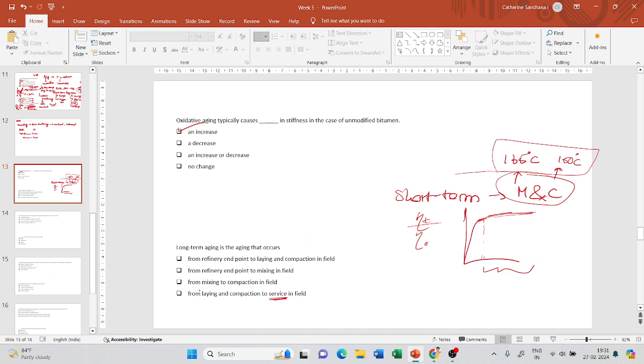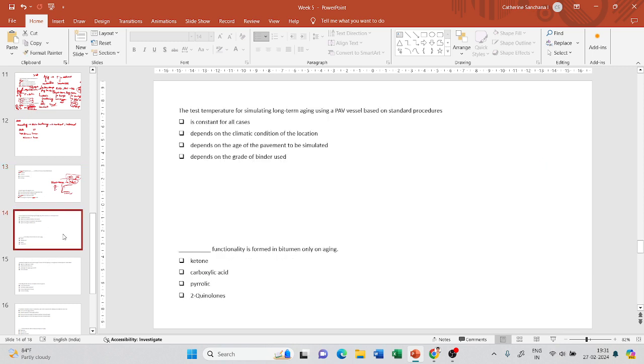So long-term aging always refers to the aging that occurs during the pavement service. The test temperature for simulating long-term aging using a pressure aging vessel is based on standard procedures. So let us see the procedure for RTFO first. In the RTFO oven, the temperature is maintained at 163 degrees Celsius for 85 minutes.